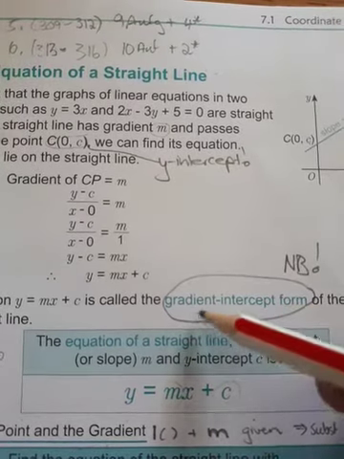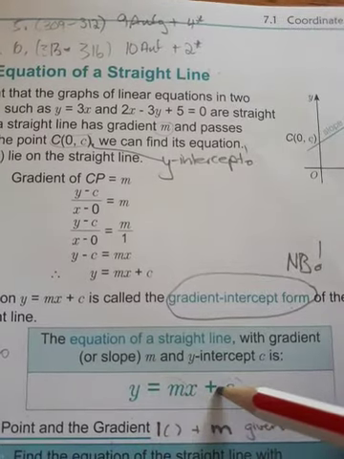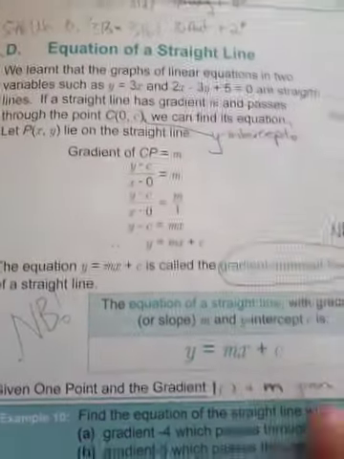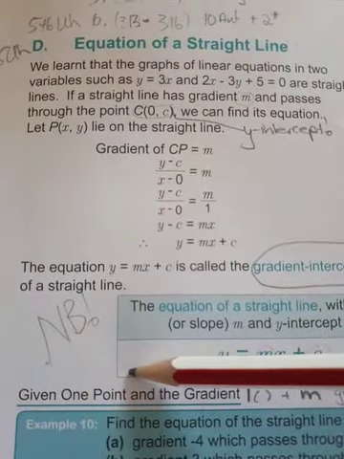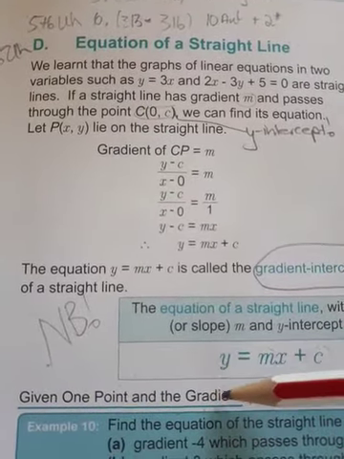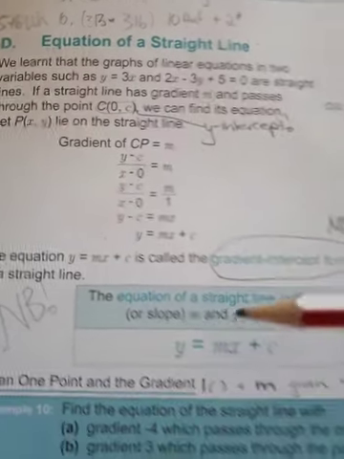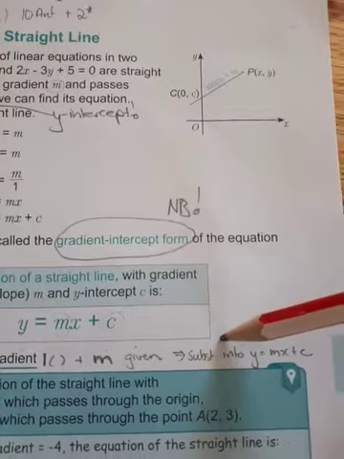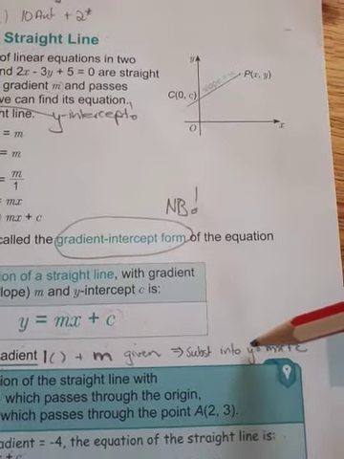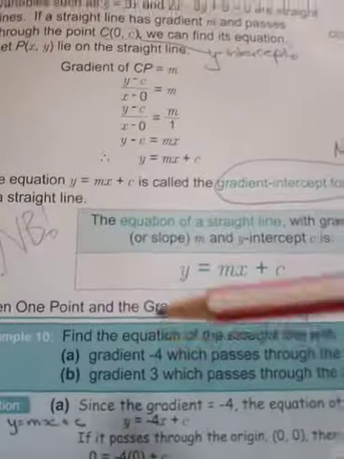We have the gradient-intercept form, which is y equals mx plus c. In the first case, they give you one coordinate and the gradient, and they ask you to find the equation for the line. So one coordinate and the gradient is given. You must simply substitute correctly into y equals mx plus c. Let's look at this example.